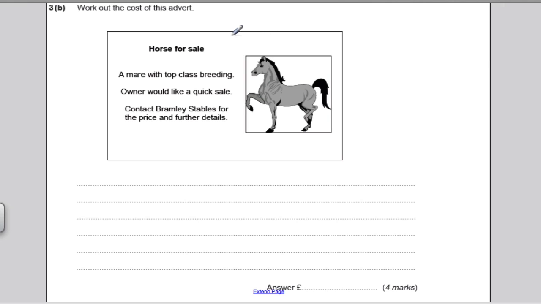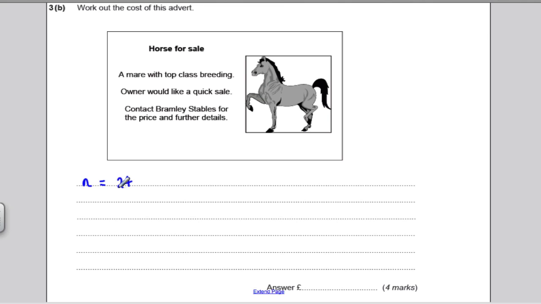Okay, 3 part B, it says work out the cost of this advert here. So we need to work out n, the number of words. So n is 1, 2, 3, 4, 5, 6, 7, 8, 9, 10, 11, 12, 13, 14, 15, 16, 17, 18, 19, 21, 22, 23, 24. N, the number of words, is 24.